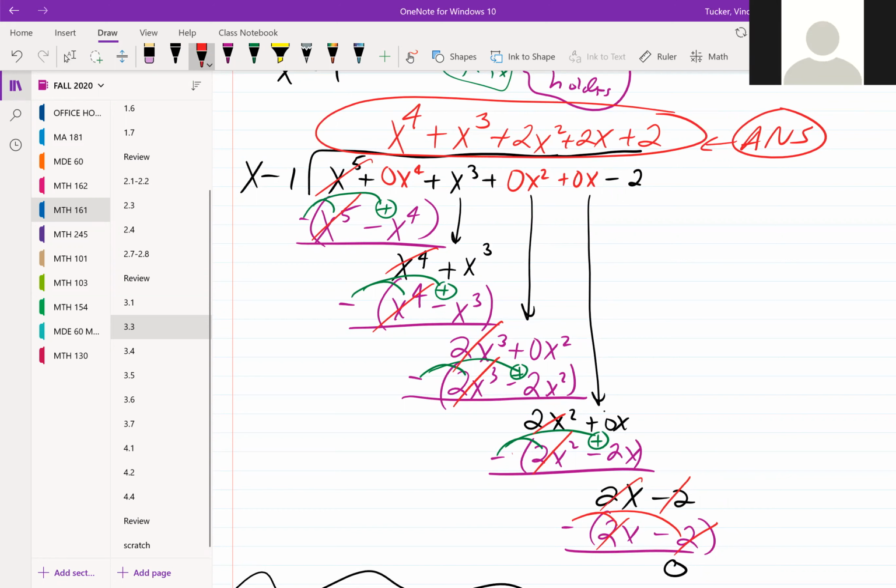Professor Tucker? Yes, sir. I just want to make sure I got something real quick. It just hit me while I was looking at the problem. So basically, you put your equation in descending order, and wherever, if it's 5, 4, 3, 2, all the way down to 1, if you're missing anything in there, those placeholders. So I got it. All right.